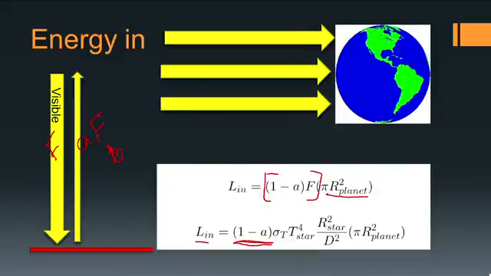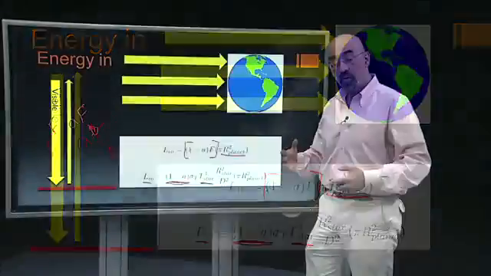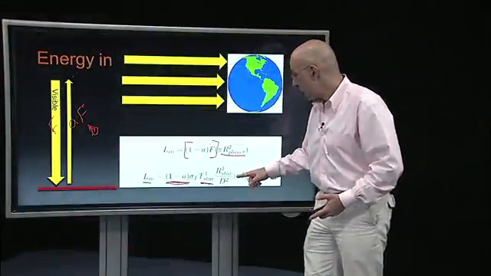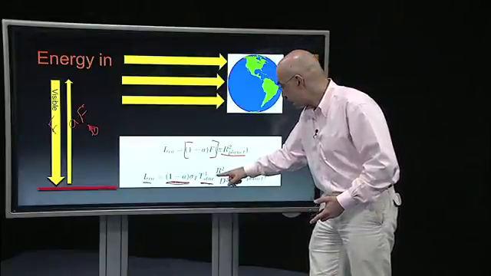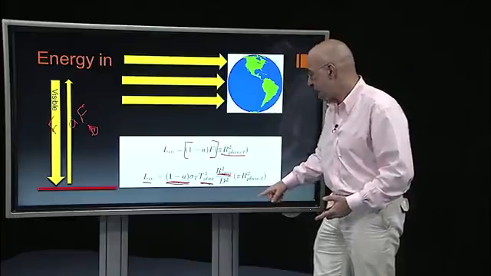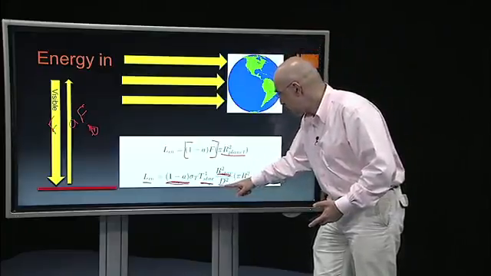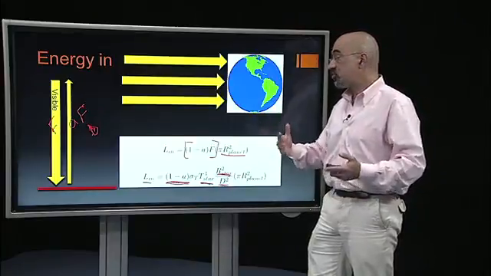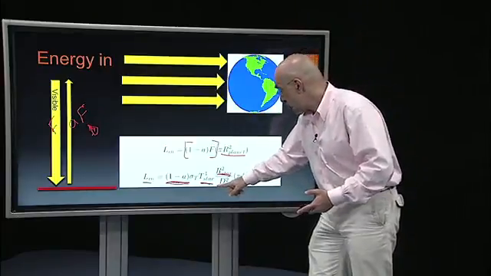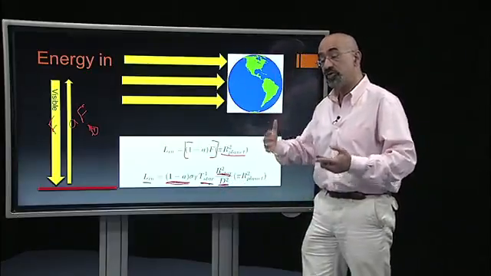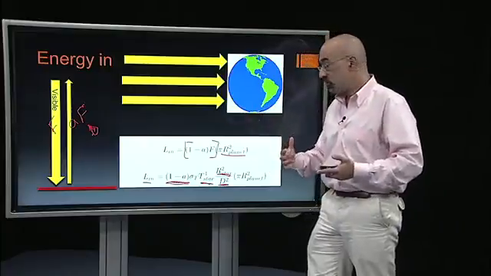The amount of energy that's put in is going to depend upon the temperature of the star. A hotter star will give out more luminosity, so it will heat the planet more. It will depend upon the size of the star. A bigger star puts out more energy. It depends on the distance. The further you are away from the star, the less energy you get. This term here means that Pluto receives much less energy from the sun than we do.